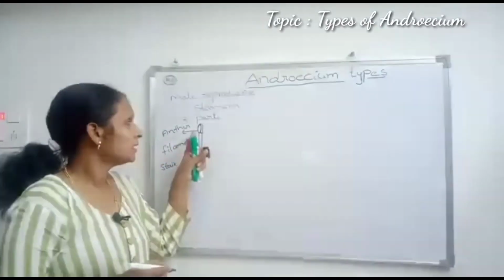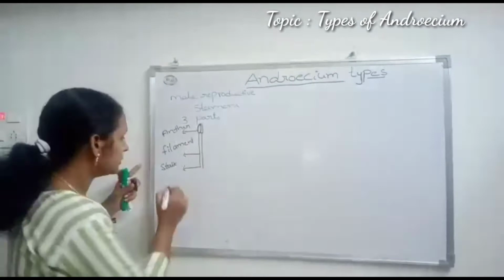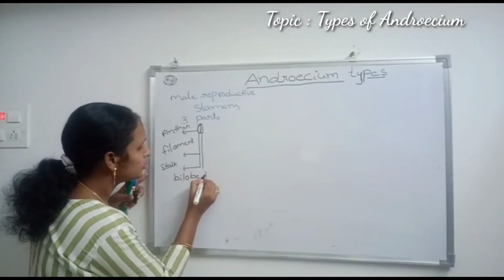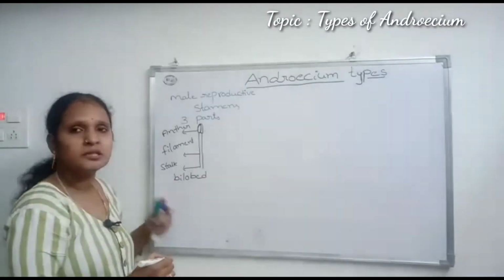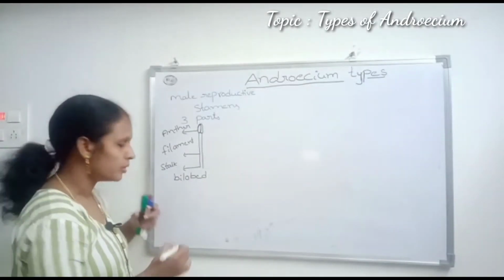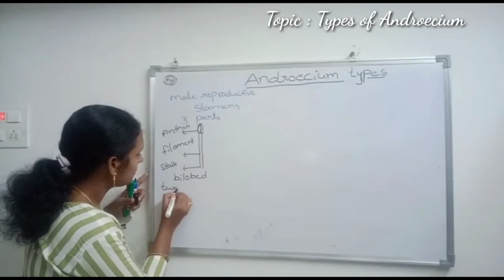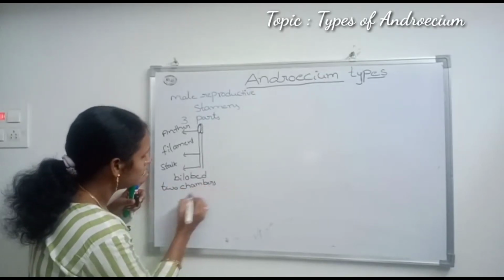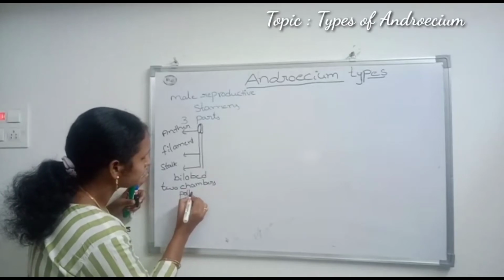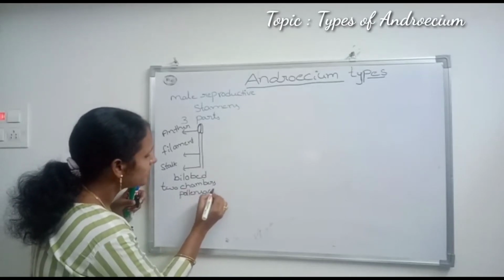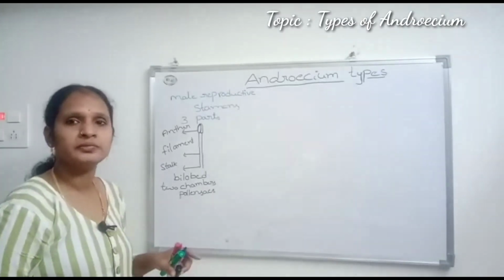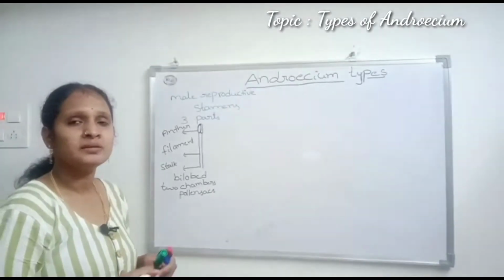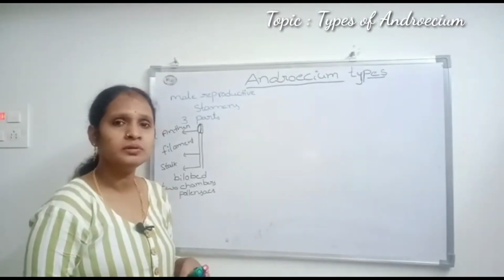Mostly the anther is bilobed. It means two lobes, or two theca. Each lobe again has two chambers, the pollen sacs. These pollen sacs produce pollen grains for fertilization. Mostly the anther is dithecous, but in some plants the anther is monothecous.